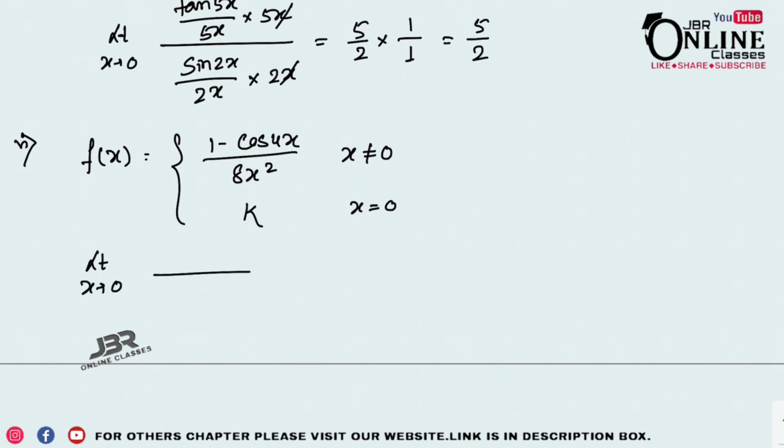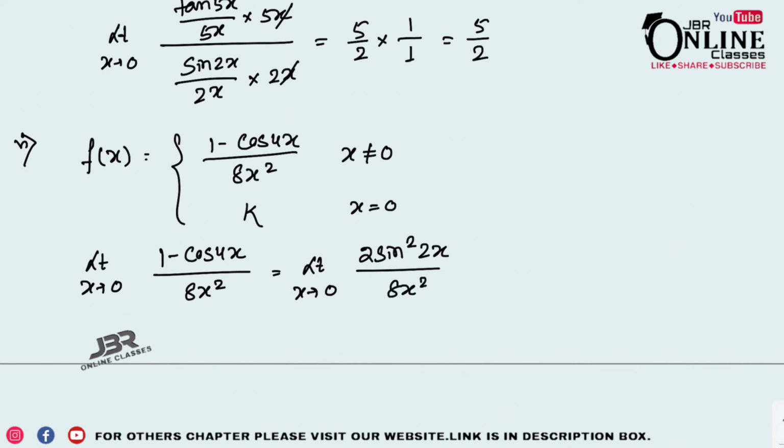So x tends to 0, 1 minus cos 4x divided by 8x square. So limit x tends to 0. Now 1 minus cos 4x, you can apply the formula: 2 sine square 2x divided by 8x square.